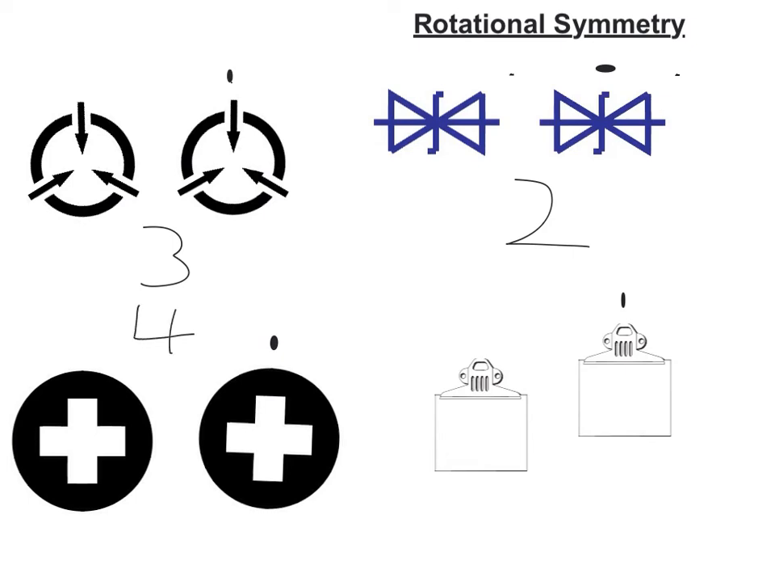The last one to look at is this clipboard. Let's turn it. Doesn't look the same. It just looks upside down. Doesn't look the same. Back to the start. So for that one there, we'd say that has no order of rotational symmetry.